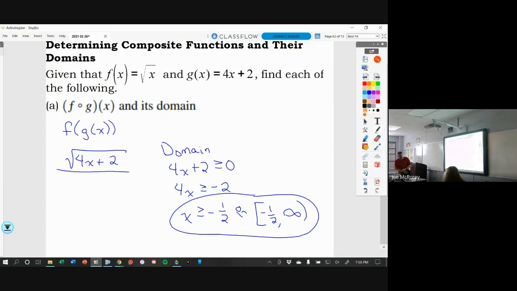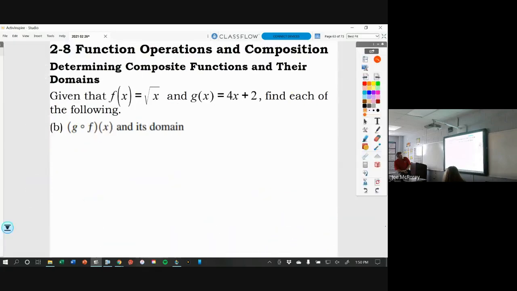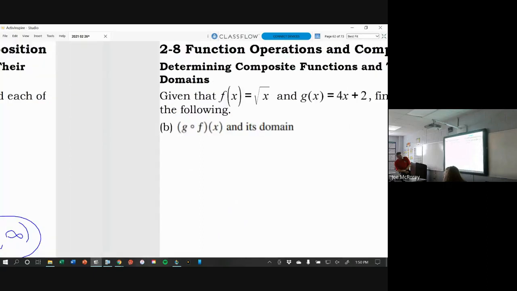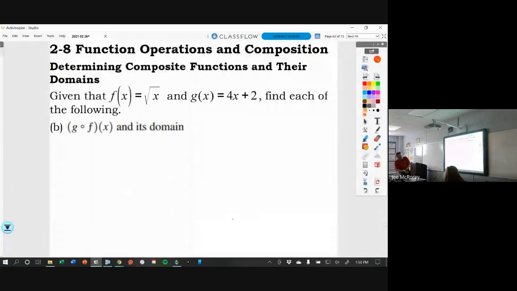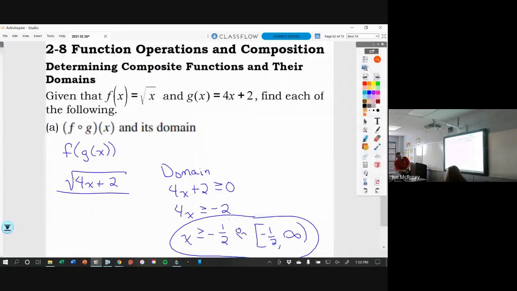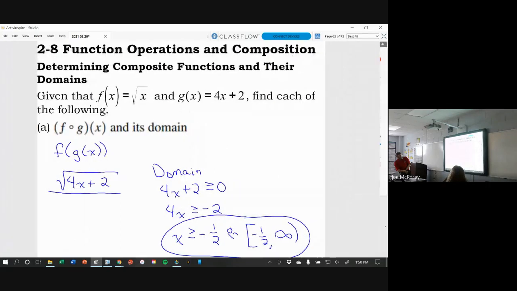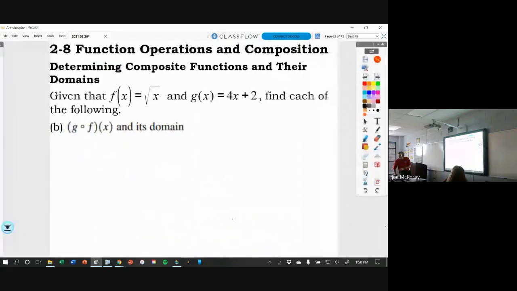But since you asked, let's go to the next problem. g of f of x. So we have the exact same f of x and g of x that we had just a moment ago. They haven't changed, but we've switched. Instead of f of g, like here, we now have g of f, which means take the g function and plug in the f function.